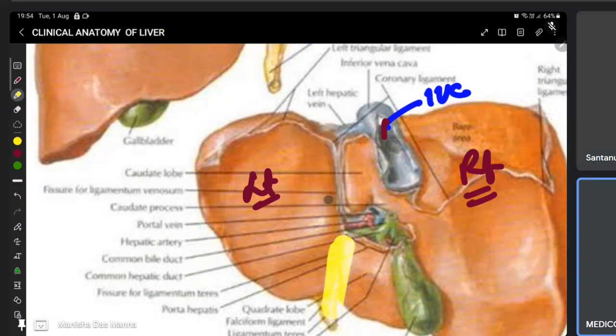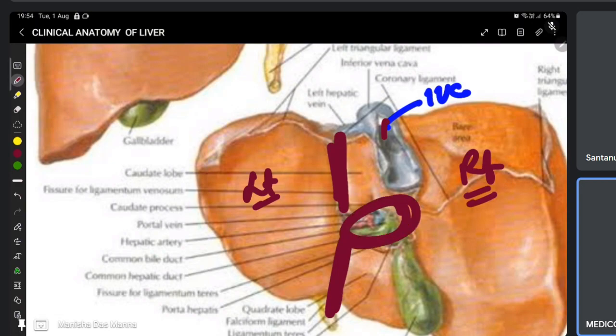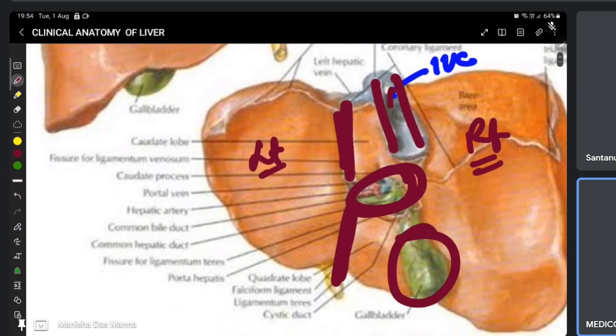Once again, in the posterior aspect, this is ligamentum venosum, this is ligamentum teres, and this is porta hepatis. This is the groove for IVC, and in this picture the IVC is clearly visible. And this is the gallbladder. These important things are visible anatomically on the posterior aspect of the liver.